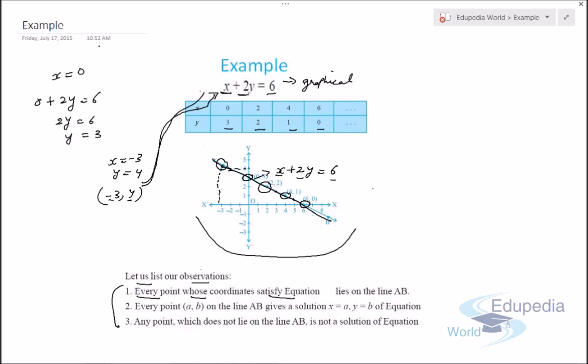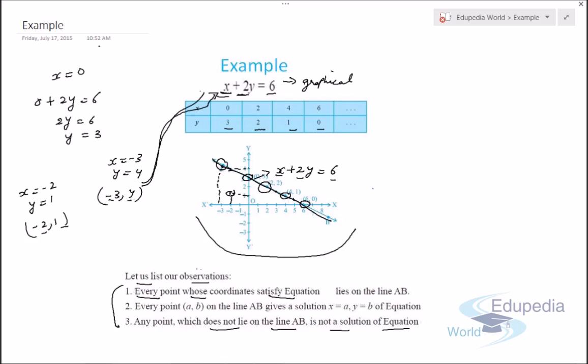Now the third point is any point which does not lie on AB is not a solution of the equation. Now suppose this is a point, where we have x as -2 and y as 1. So the point is (-2, 1). Now this point clearly doesn't lie on line AB. This means the point (-2, 1) is not a solution of the equation x plus 2y equals 6. That is the meaning of point 3: any point which does not lie on line AB is not a solution of the equation.